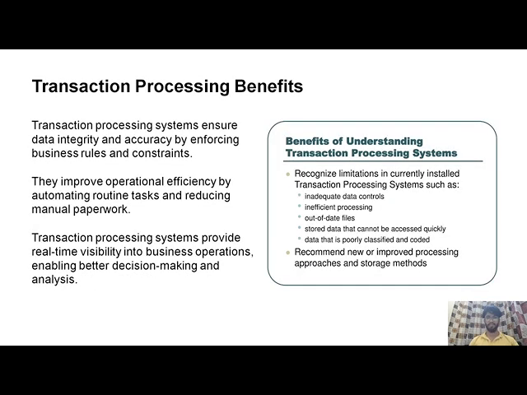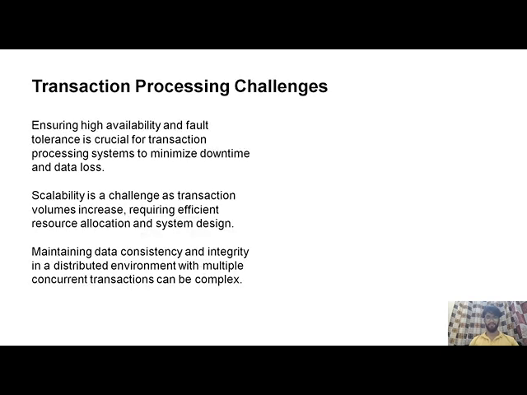Transaction processing benefits. Transaction processing systems ensure data integrity and accuracy by enforcing business rules and constraints. They improve operational efficiency by automating routine tasks and reducing manual paperwork. Transaction processing systems provide real-time visibility into business operations, enabling better decision making and analysis.